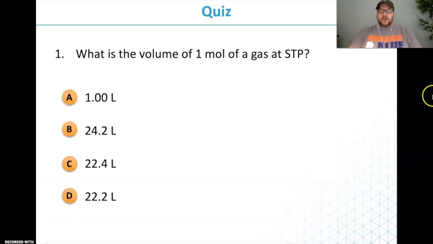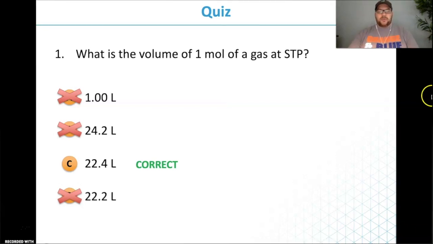Let's go ahead and check our knowledge. What is the volume of 1 mole of gas at STP? You should recognize that as our molar volume. It's going to be 22.4 liters. And it doesn't matter what gas it is, any ideal gas, 22.4 liters per mole.